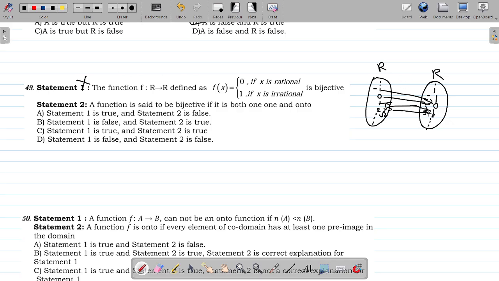It means it is not an onto function. So it is not bijective. A function is said to be bijective if it is both 1-1 and onto. Yes. Statement 2 is true. 1 is false, 2 is true. Question 49, option B is correct.